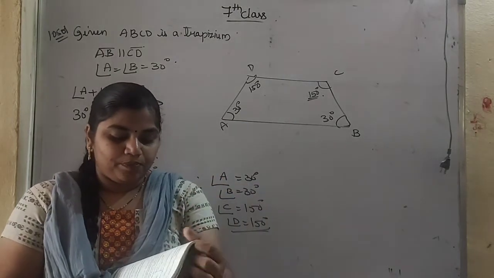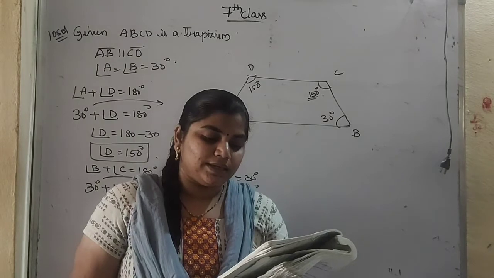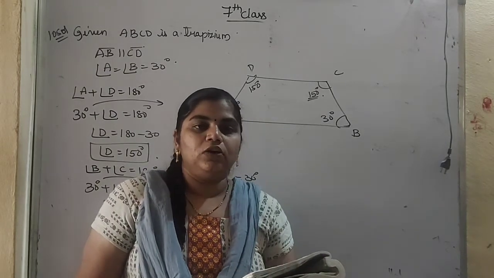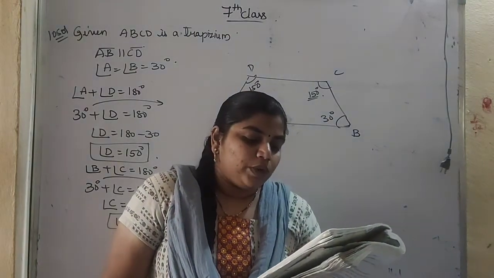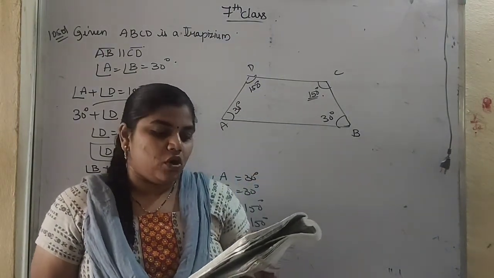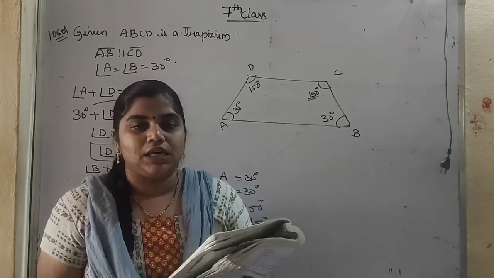So here, fill in the blanks: a parallelogram in which two adjacent sides are equal. In a parallelogram, when two adjacent sides are equal, what is it called? So what we call a parallelogram whose adjacent sides are equal is a rhombus.